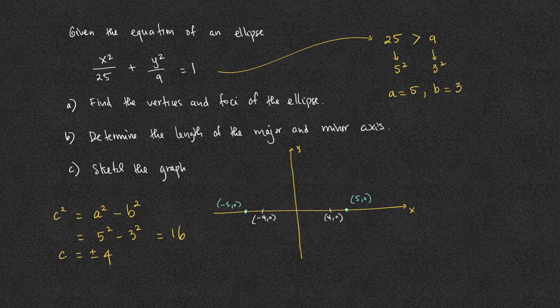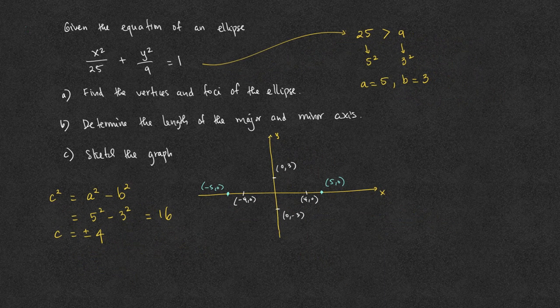If we let x equals 0, then we end up with y squared over 9 equals 1, so y squared equals 9, or y equals plus or minus 3. And these will be the co-vertices. They are 0, negative 3 and 0, positive 3. We have the foci and the vertices.